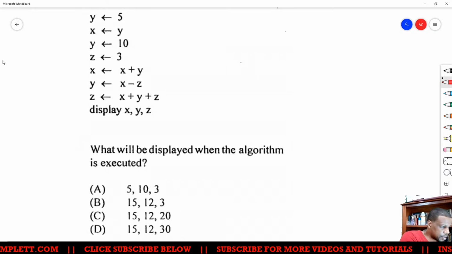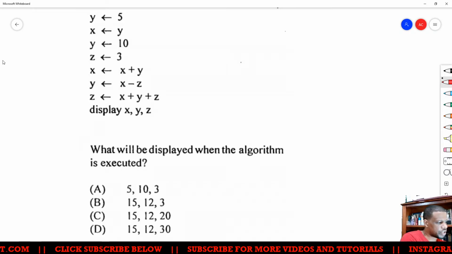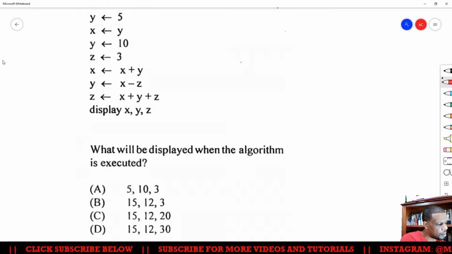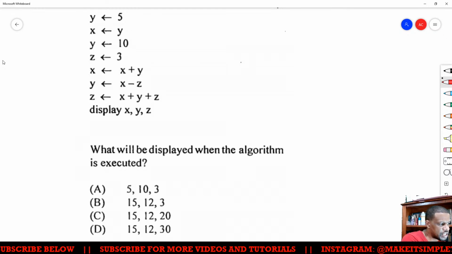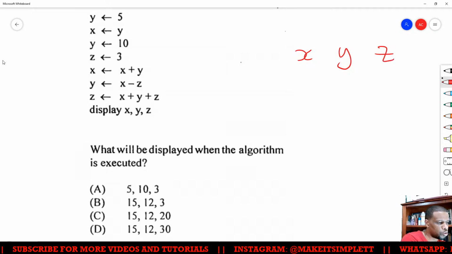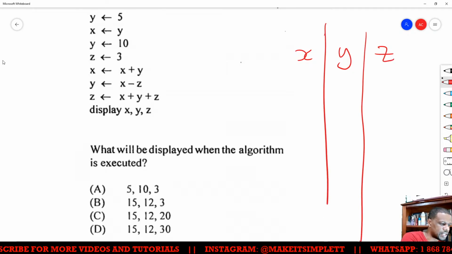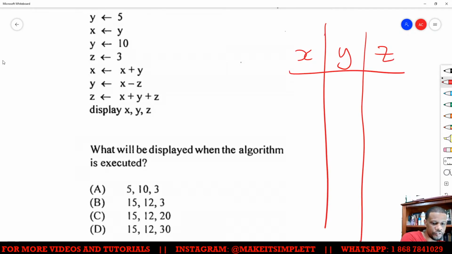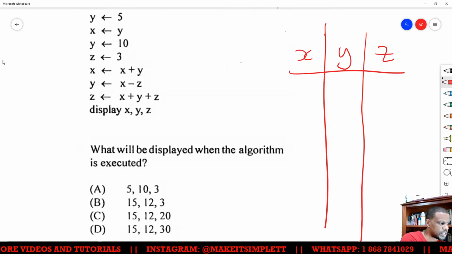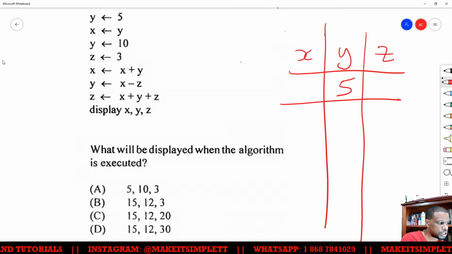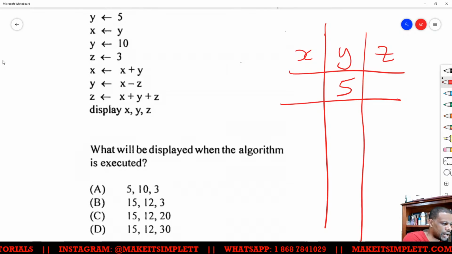Alright, let me trace through this. This is a typical trace table question, and there is one trick in it that people tend to miss. When you have a trace table, you want to lay out all your variables. So you have x, you have y, and you have z. The whole point of a trace table is to check the changes in values of your variables. So we're starting with y is 5. Then they say take what's in y and put it in x.